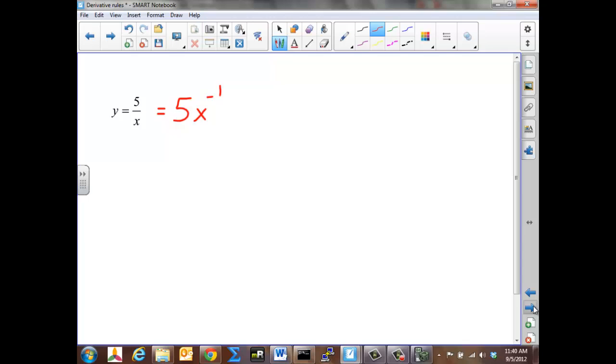Well, now can I use the power rule to solve this? What does our rule say? We're going to take this power, negative 1, make it a coefficient. So I'll keep the 5. I got a negative 1. X, we're going to reduce that power by 1. Negative 2. X to the negative 2. And how would that look? That would be negative 5 over x squared.